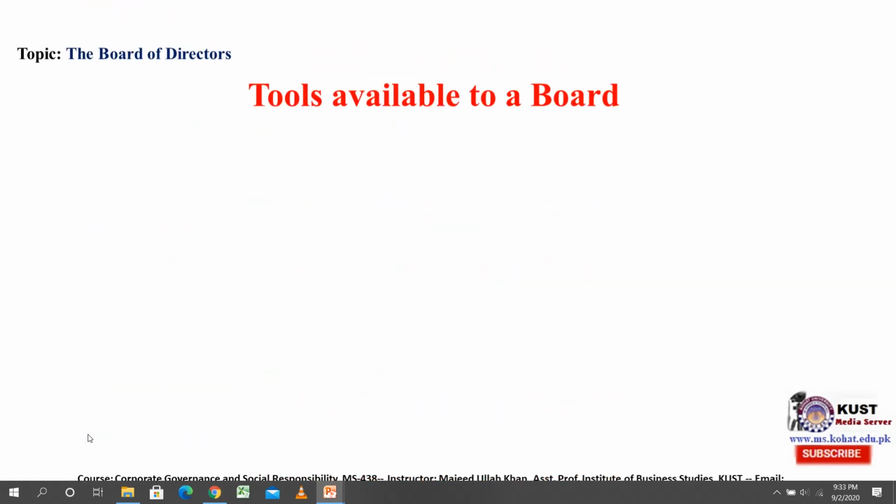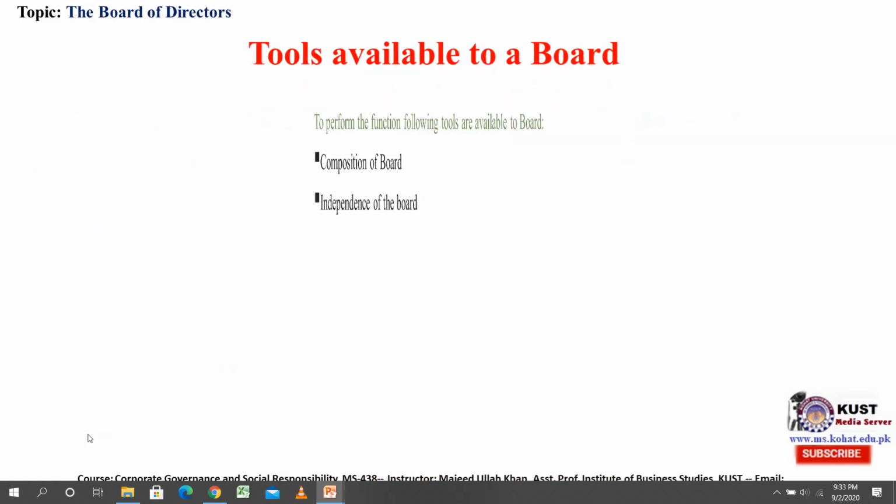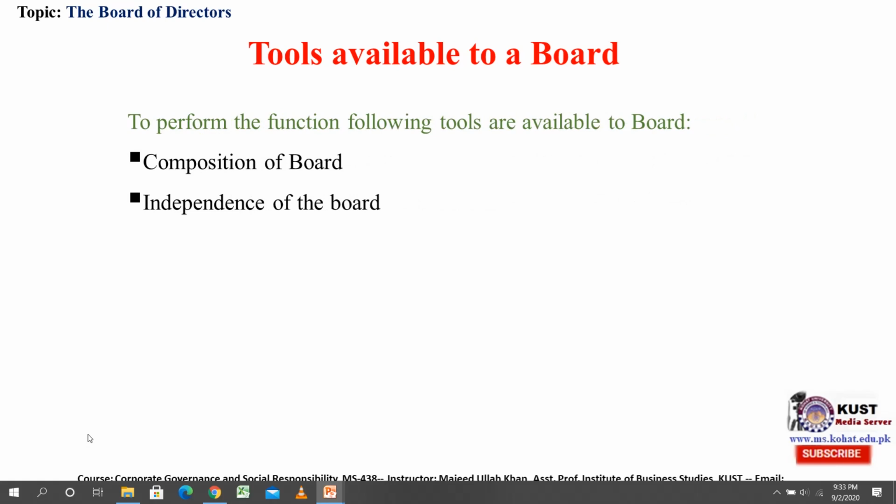We will move further. What are the tools available to the board in order to perform these functions? The following tools are available to the board. First, the composition of the board, meaning there will be executive directors, non-executive directors, and independent non-executive directors. The board should have independence. It should be independent of the management or the majority or controlling shareholder.